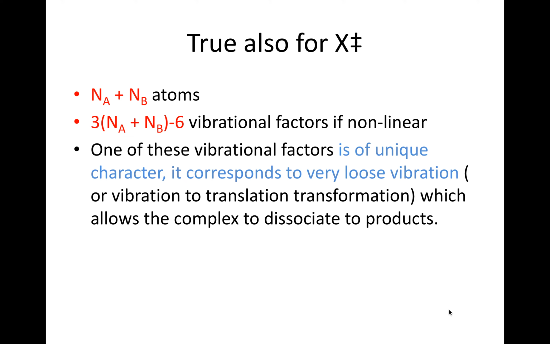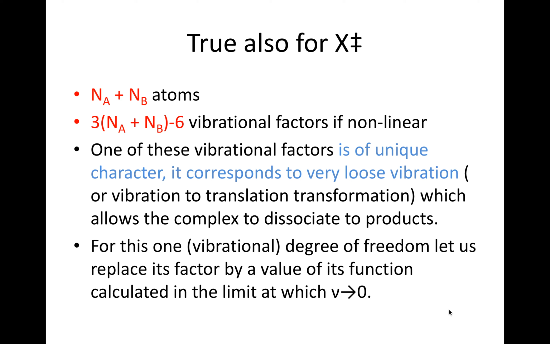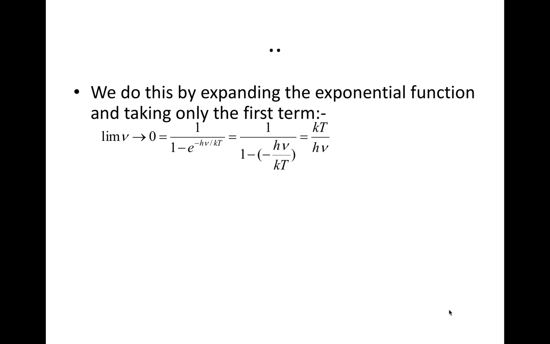One of these vibrational factors is of unique character. It corresponds to a very loose vibration, or vibration to translation transformation, which allows the complex to dissociate into products. For this one vibrational degree of freedom, let us replace its factor by the value of its function calculated in the limit at which the frequency tends to 0. We do this by expanding an exponential function and taking only the first term.